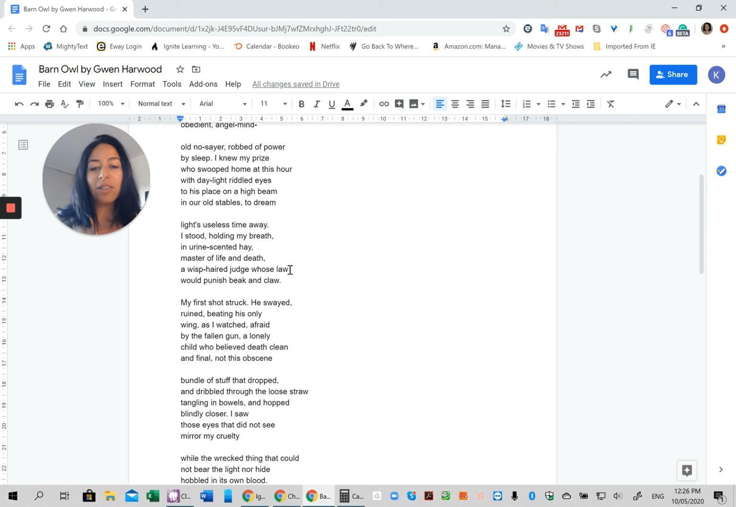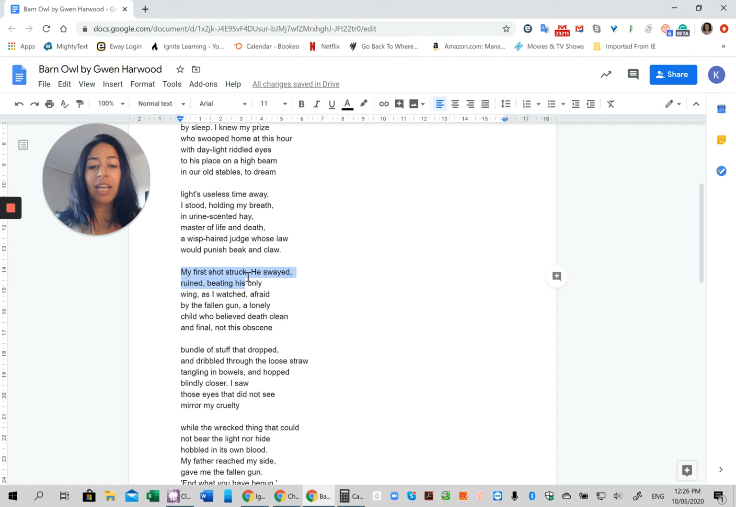That's the owl. "My first shot struck." So have a look at how simple that particular sentence is. That's a really great technique to use in imaginative writing, or even discursive and persuasive: the short, truncated sentence that has that high impact. "My first shot struck. He swayed, ruined." And this is pretty gruesome. "Beating of his only wing as I watched, afraid by the fallen gun."